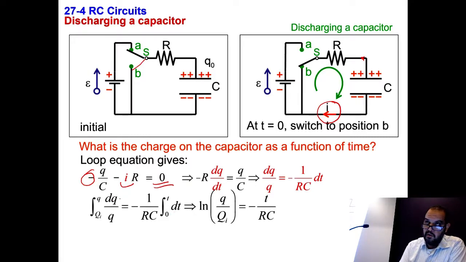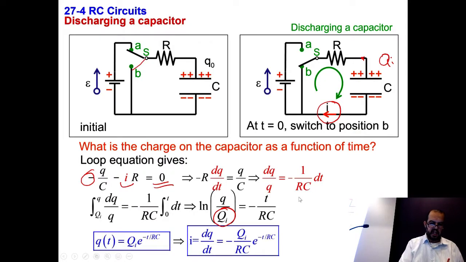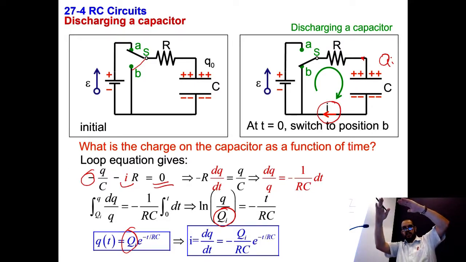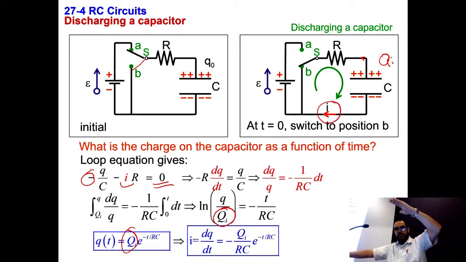The integral of 1 over q is log of q. And to account for the initial condition, I put q initial here. So let's assume that the initial charge is qi. And when you solve, if you take the exponential of both sides, you will find the final equation. The charge now is equal to the initial charge on the capacitor times exponential minus t over RC. It decays. So the charging is an exponential increase, the discharging is an exponential decay.